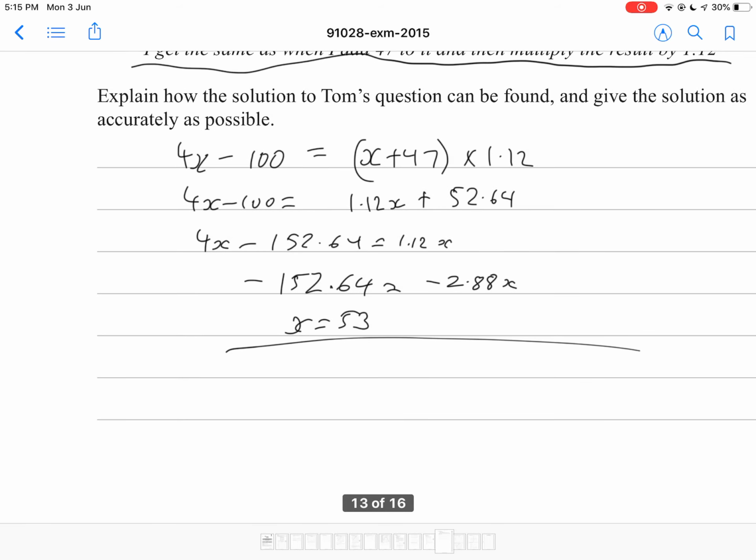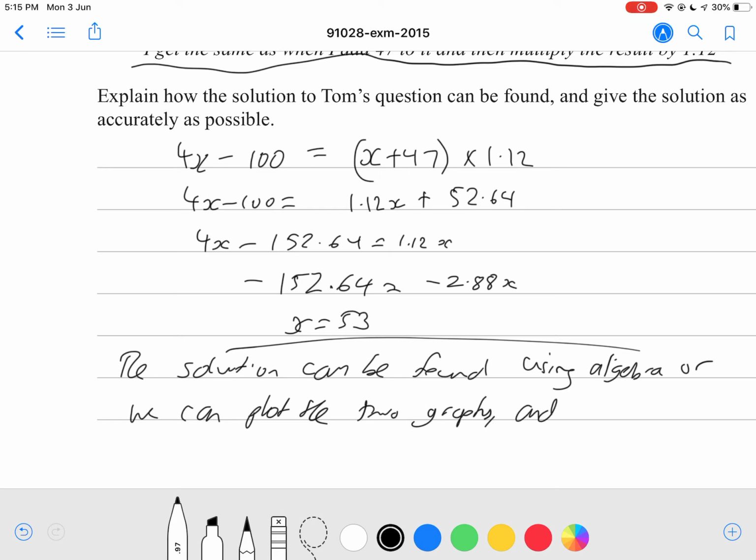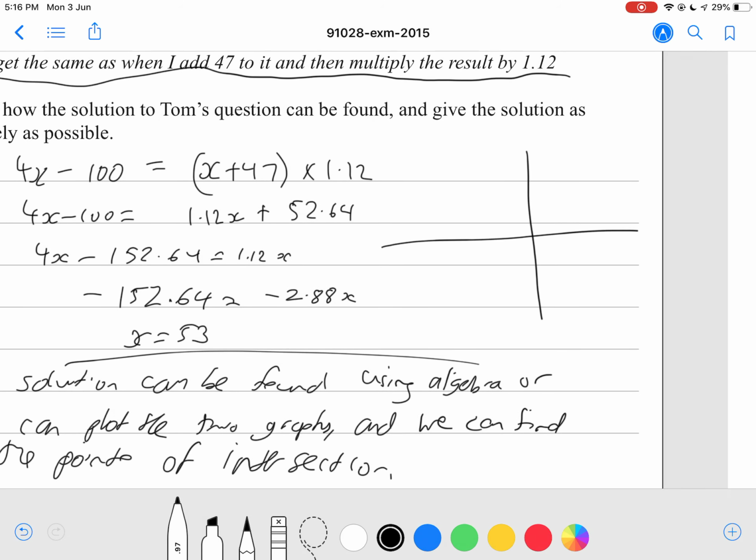So, explain how the solution can be found. You can say the solution can be found using algebra, or we can plot the two graphs and we can find the point of intersection. If we plot both of these graphs on an axis, when they intersect together. For example, I'm going to draw an axis here. I have this parabola, and I also have this linear equation. We don't know what this linear equation is. So when they're both equal, that's the point of intersection. That's when they both join together. So that would be this point here, and this is when both the y values are equal for both graphs.